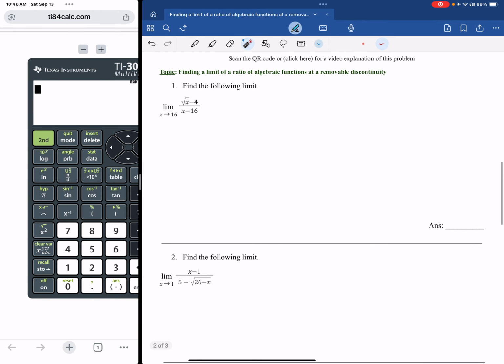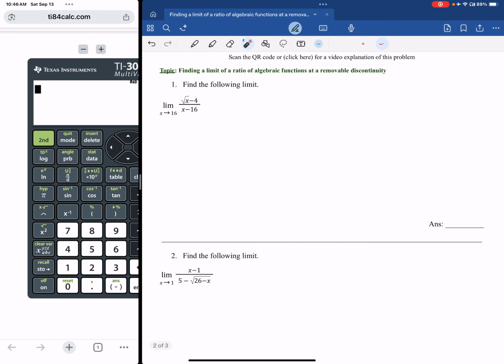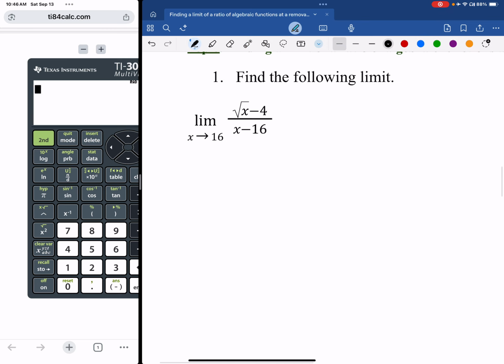These are more difficult examples, so please follow along carefully. The first one says find the following limit. The limit as x approaches 16 of the fraction. In the numerator we have the square root of x minus 4. In the denominator we have x minus 16. Again, what we always want to try first is just direct substitution. So let's try plugging it in.